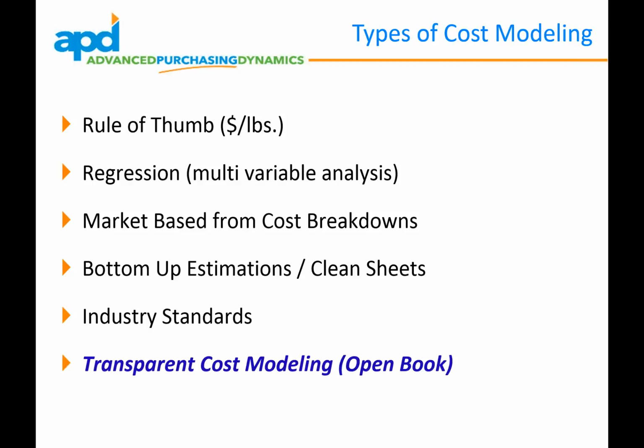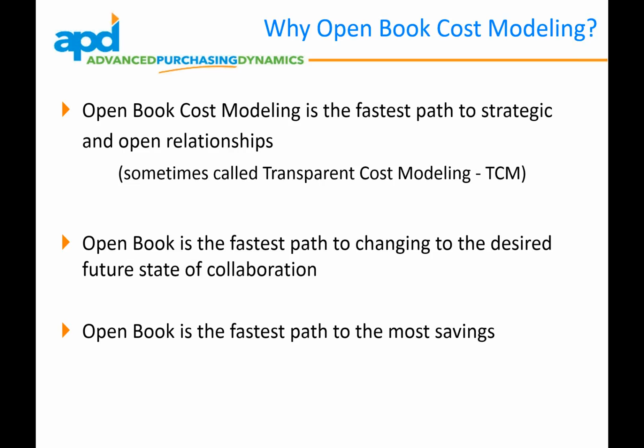Using industry standards, absolutely. And really kind of the ultimate in our eye is getting to transparent cost modeling or open book. Okay, so why open book? It's the fastest path to a number of things. As I mentioned, sometimes we call open book transparent cost modeling, but it really is the fastest path to an open relationship. Again, the two-way street, the give and take, and really the shared destiny. It's the fastest path to collaboration, and truly the fastest path to getting to more savings more quickly, and getting away from a traditional LTA sort of mentality.